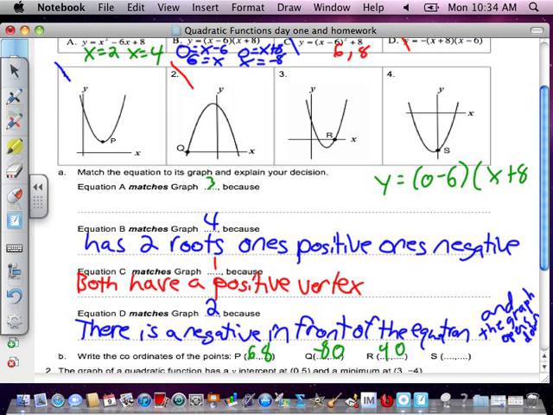Oops. Both x's will become 0. What is 0 minus 6? Good. What's 0 plus 8? 8. What's 8 times negative 6? Negative 32. No, negative 48. Negative 48, and the x value is going to be 0. We plugged that in already. The y value is negative 48.